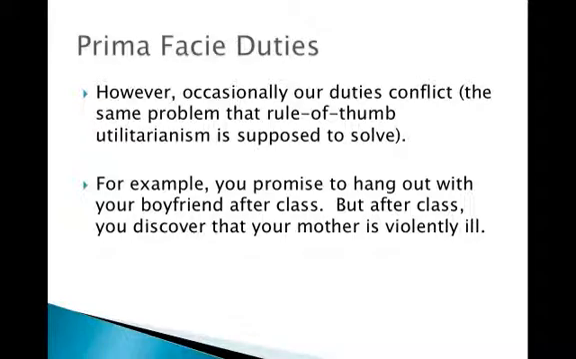But a non-consequentialist who believes there are prima facie duties will admit that occasionally duties conflict. If you recall, rule of thumb utilitarianism is supposed to solve for when duties conflict; they have a solution to that. So for example, you promise to hang out with your boyfriend or girlfriend after class, but then after class you discover that your mother is violently ill.